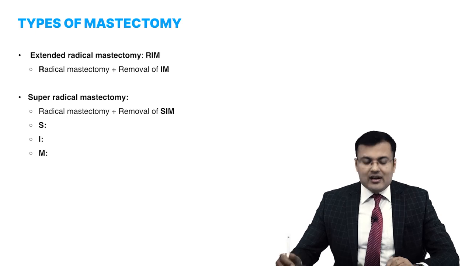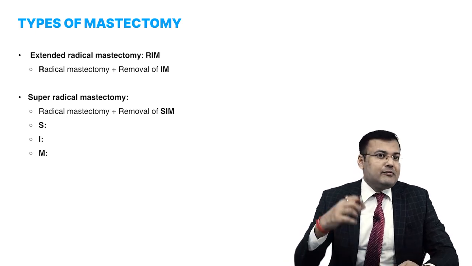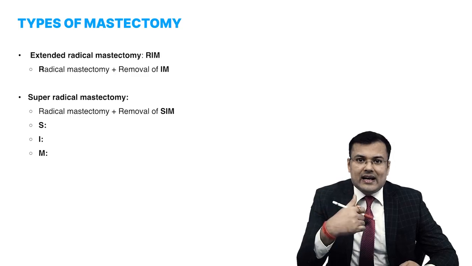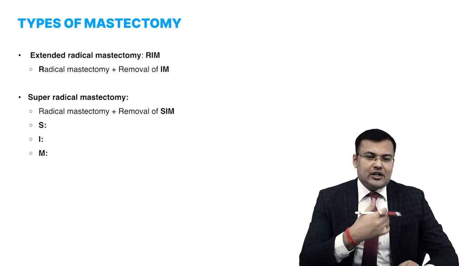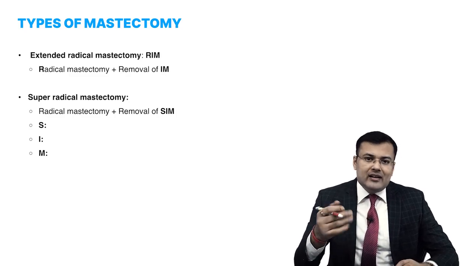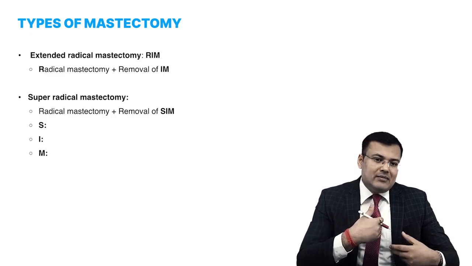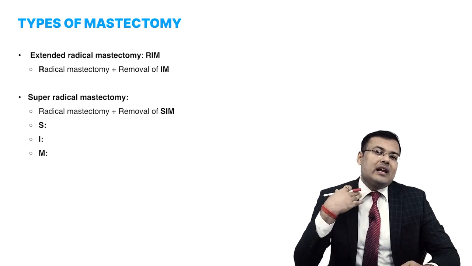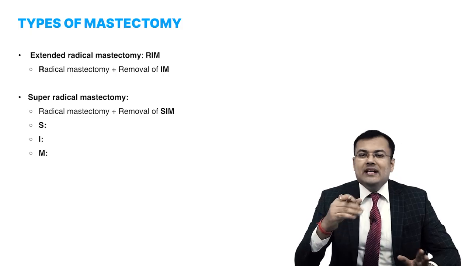Okay. After that, there are special types of mastectomies which are asked. One is extended radical. So apart from radical mastectomy, we are removing internal mammary nodes. And super radical, in super radical, apart from radical mastectomy, we are removing supraclavicular, internal mammary and mediastinal lymph nodes.